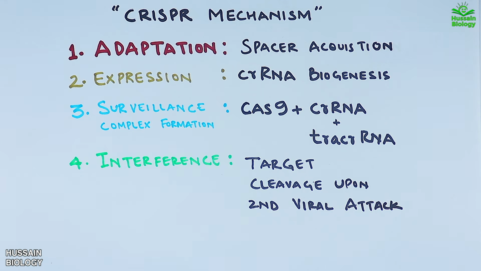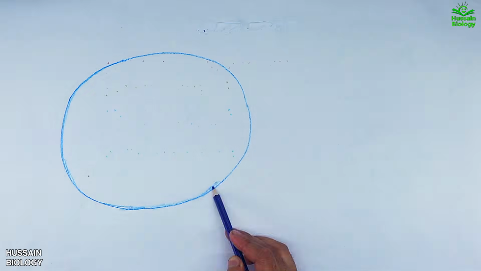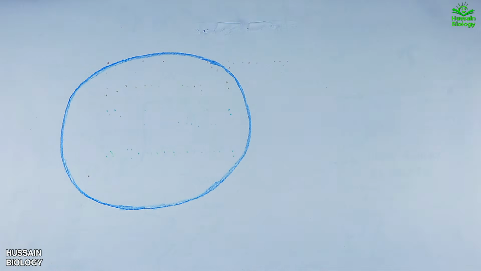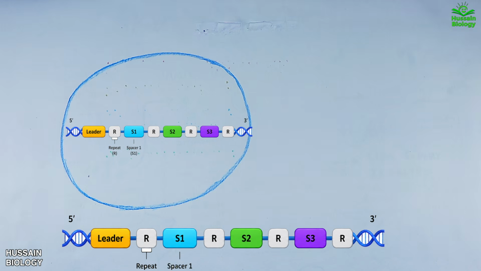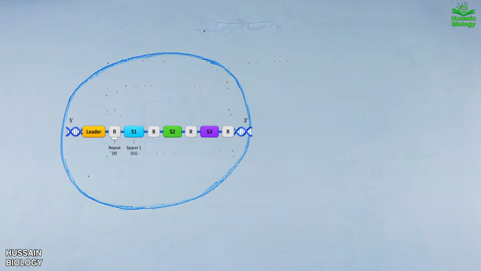Now let's get to the actual mechanism. Here we see in this diagram we have a bacterial cell, and inside it we have a bacterial genome. Within this genome we have the CRISPR array, which consists of a leader sequence followed by alternating repeat and spacer sequences. Now, a bacteriophage or simply virus comes in and infects the bacterium. It injects its viral DNA into the bacterial cell as shown in the diagram.